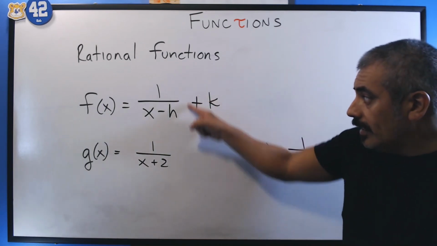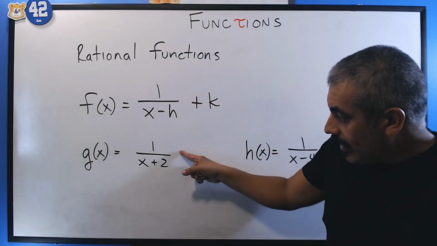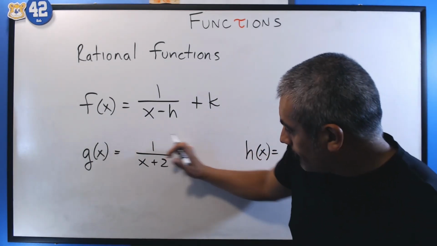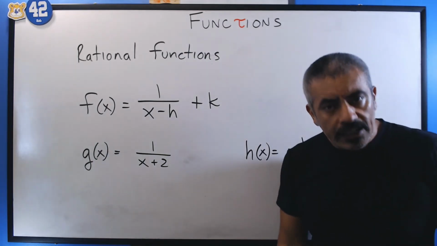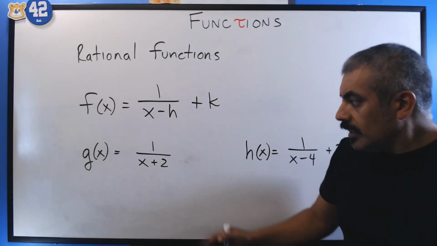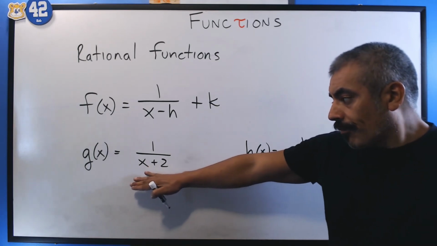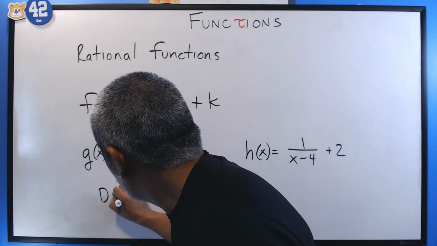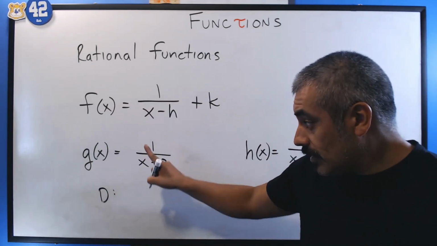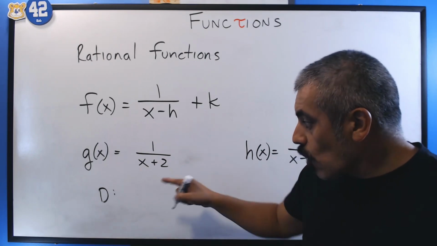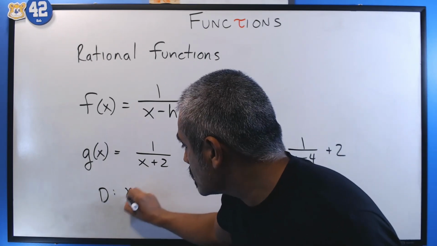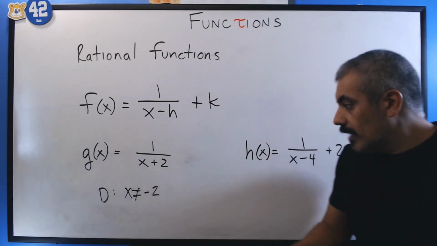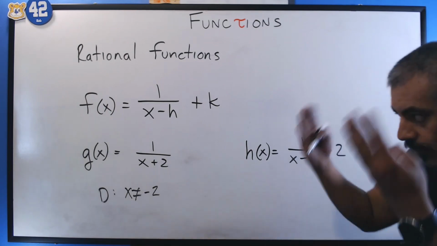In the case where k is 0, there is no k. I could have written this as plus 0, but we usually see them like that. So let's take a look at that. First, let's find our domain, because that's going to be important. The domain is going to be anything that does not make the denominator 0. So in this case, my domain is going to be everything except negative 2. For now, I'm just going to write it as x cannot be negative 2. We're going to write it in interval notation in a bit, but for now, that's just for my notes.